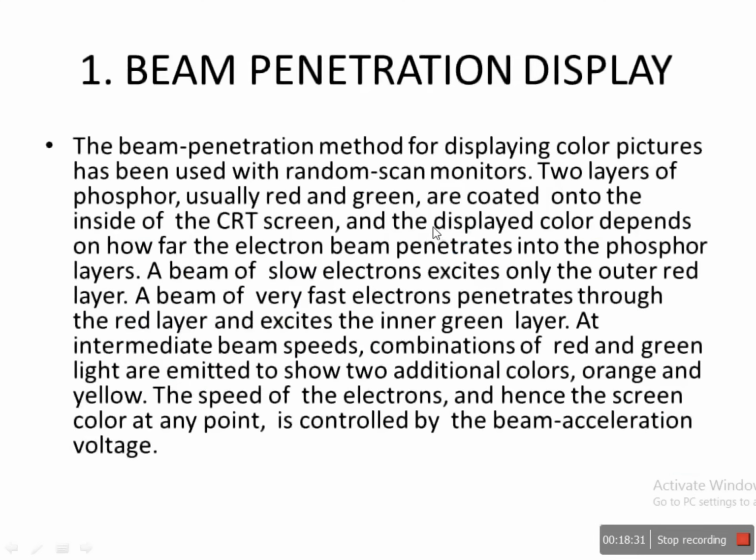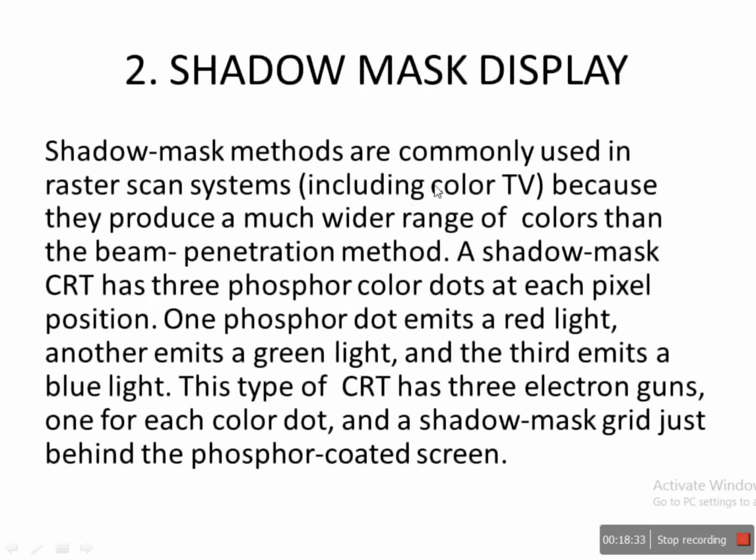Now the next one we'll take a look at is the shadow mask display. Shadow mask methods are commonly used in raster scan displays, including color TV, because they produce a much wider range of colors than the beam penetration method. This was used for a long time until LCD and LED TVs came. These were the types of displays used from, say, the early 2000s onwards, so that you could get a color picture on the CRT TV, but with a much better range of colors.